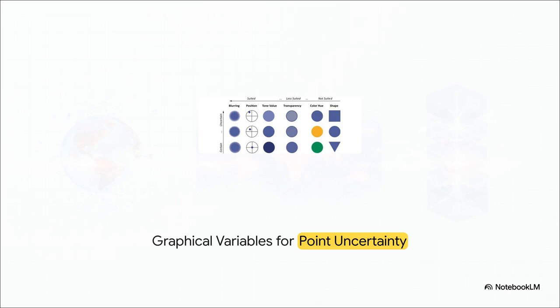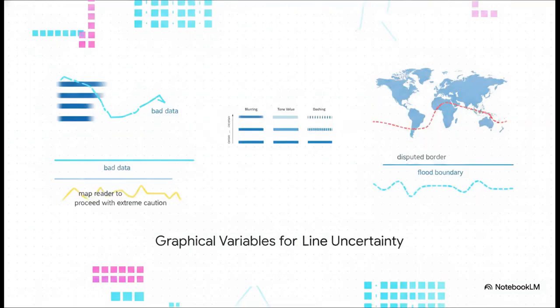As map markers become fuzzier or lighter, your brain instinctively registers a lack of confidence in that specific data point. You don't even need a map legend to tell you that a fuzzy dot represents an unreliable measurement. And we can apply these exact same parameters to lines too, like a GPS route, a disputed border, or a flood boundary. Using a blurred edge, a progressively lighter tone, or a dashed pattern acts as a sort of visual warning system for bad data. A sharp, solid line projects total authority, but a blurry dashed line tells you to proceed with extreme caution.